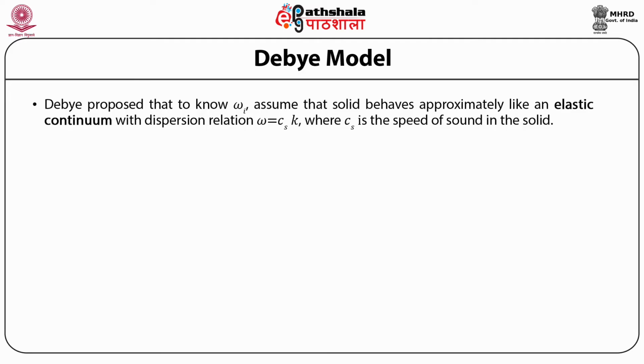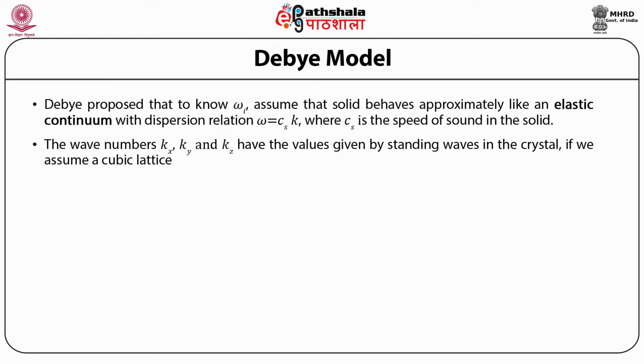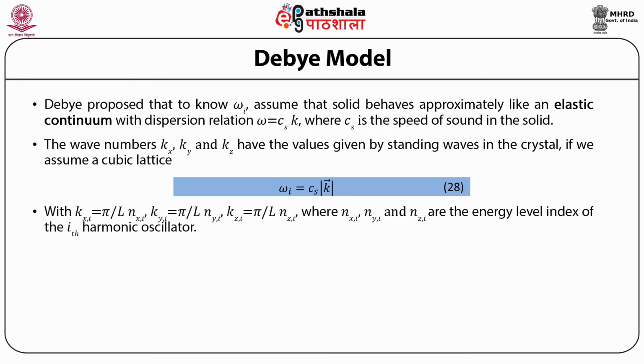Debye proposed that to know ω_i, assume the solid behaves approximately like an elastic continuum, with dispersion relation ω = C_s k, where C_s is the speed of sound in the solid. The wave numbers k_x, k_y and k_z have the values given by the standing waves in the crystal if we assume a cubic lattice. ω_i = C_s times the magnitude of the wave vector k, with k_xi = π/L n_xi, k_yi = π/L n_yi, k_zi = π/L n_zi, where n_xi, n_yi and n_zi are the energy level indices of the ith harmonic oscillator.